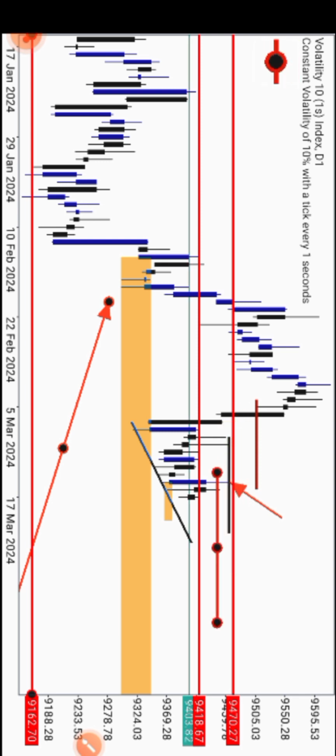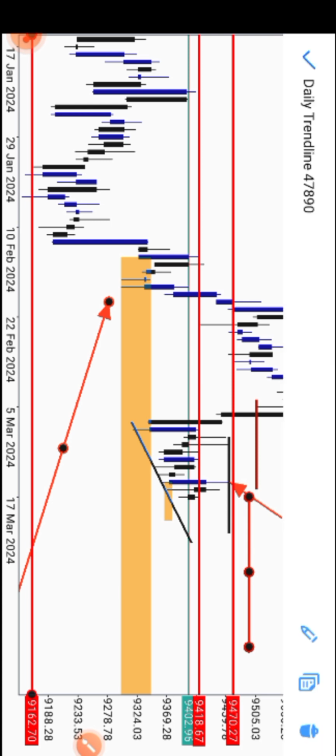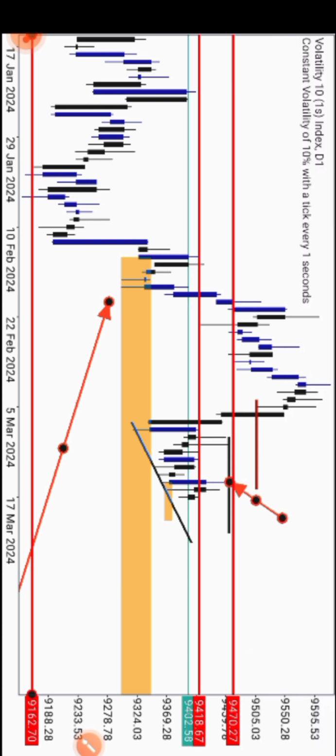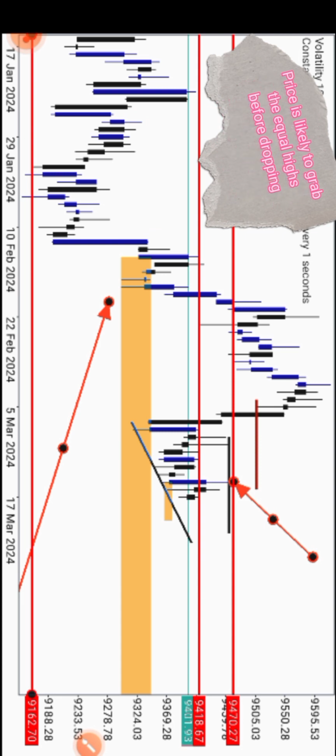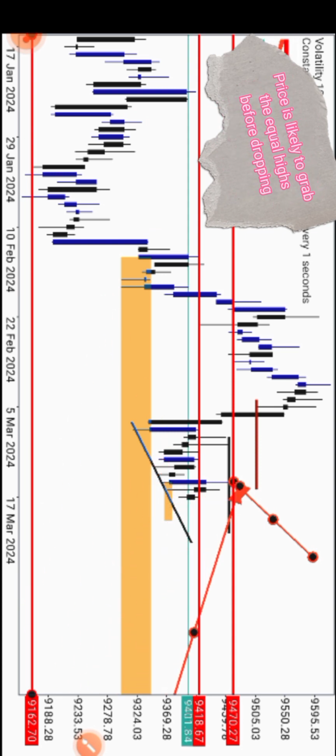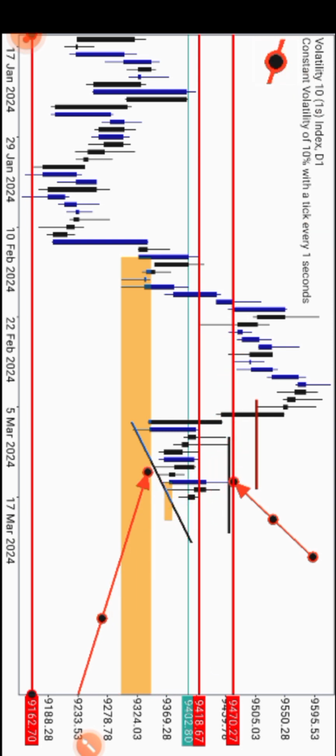My assumption is that price is likely to grab this liquidity of equal highs here, where this arrow is. What I'm pointing at here is what I'm calling equal highs, which is liquidity. So I'm thinking price is going to move up from here to grab liquidity, then this resistance zone rejects the price, then it comes down to sweep this trend line liquidity, until it fills all this gap.